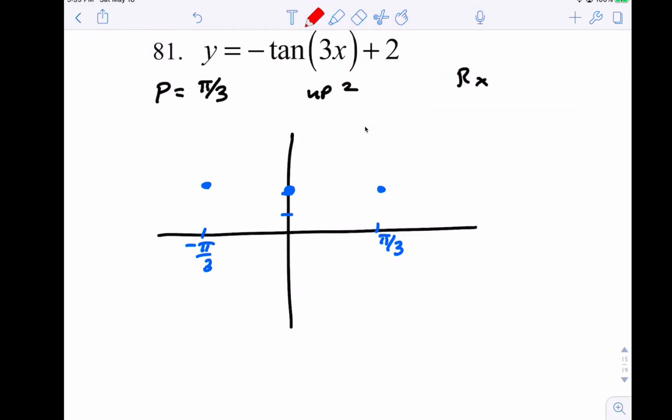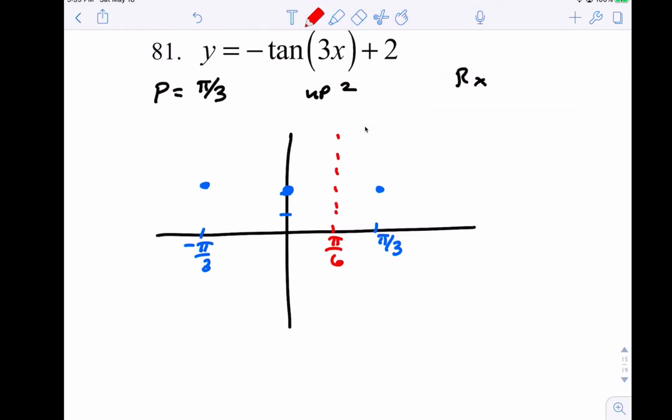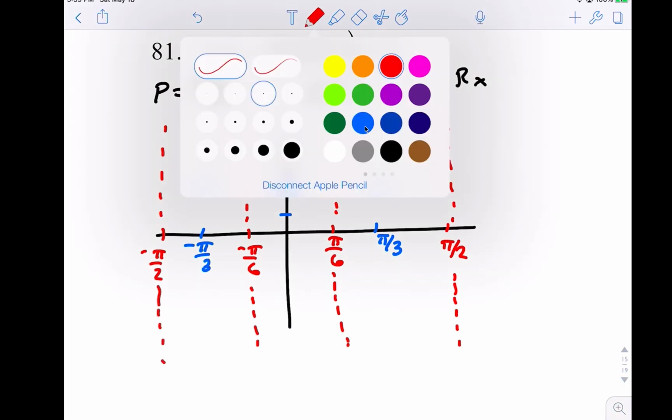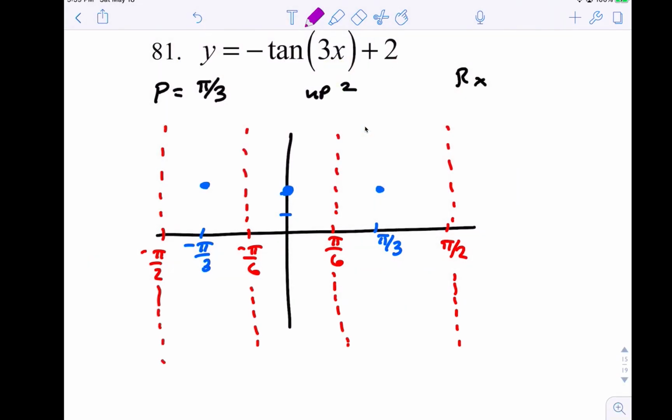And then asymptotes in between would be pi over 6 and pi over 2. And then negative pi over 6 and negative pi over 2. And then you just draw your curve. Now, because of the negative, right, we're going to start high and finish low. So start high and finish low.